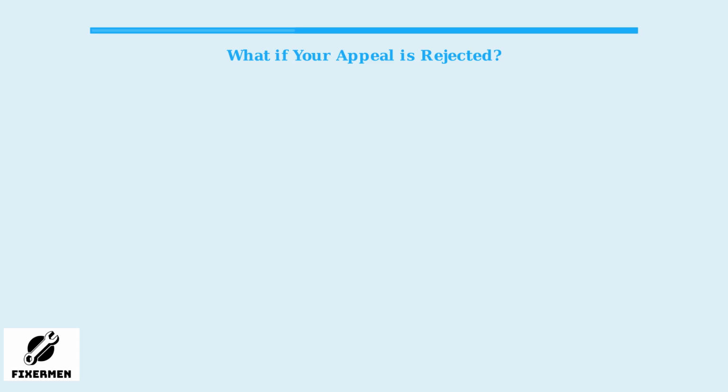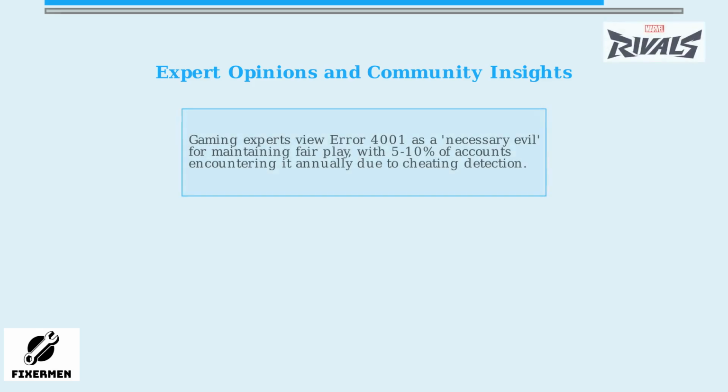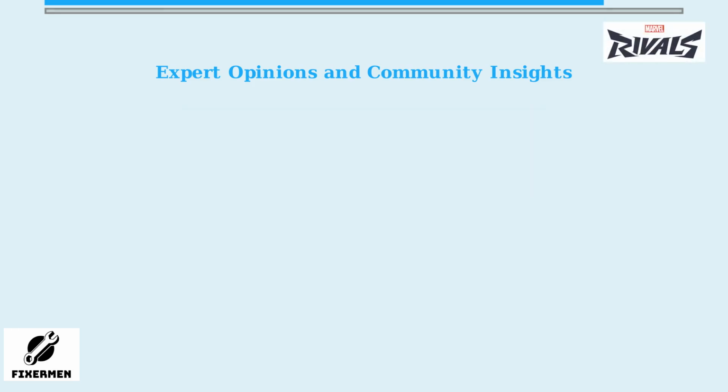Platforms like Reddit and Discord often have dedicated threads where players share experiences and advice for handling these situations. Gaming experts from sites like PC Gamer and Polygon acknowledge that Error 4001 is a necessary measure to combat cheating and maintain a fair gaming environment in Marvel Rivals. They describe it as a necessary evil, with statistics showing that 5 to 10% of active accounts encounter this error annually. The system helps detect unauthorized software, toxicity, and account sharing.